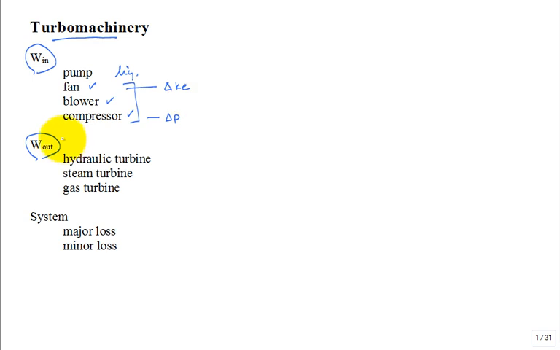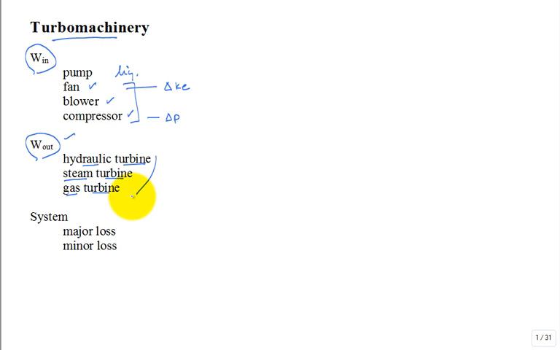How about work out? Well, they're basically turbines. You could have a hydraulic turbine, like a water turbine, if you had a hydroelectric generating facility to generate electricity with a dam. There's a few of them in the United States, a few of them around the world. Basically, it's liquid all the way through that turbine and you extract a lot of energy out of it. You could have a steam turbine or a gas turbine, but those are all extracting energy out of the working fluid.